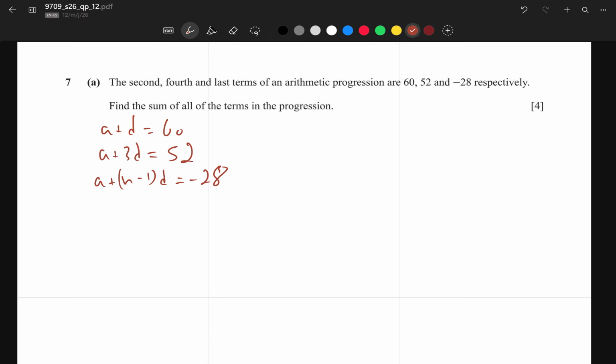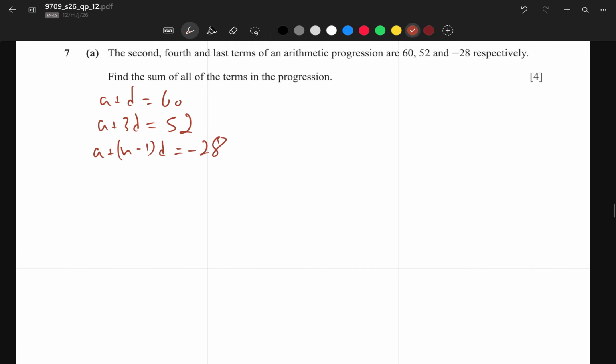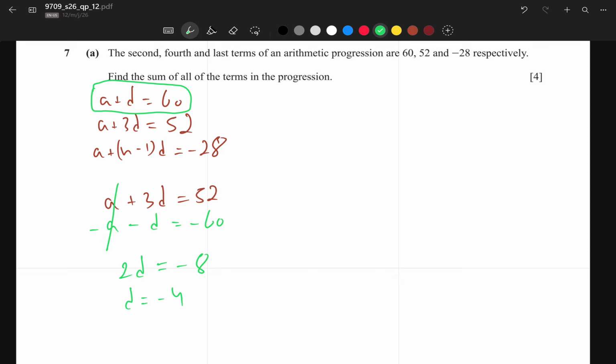Now first of all, you'll have to find d, which is the common difference, and for that you will need to solve simultaneously. Let's say a plus 3d equals 52. Change the sign of the first equation. Let's take a plus d is equal to 60, so minus a minus d equals minus 60. The a's cancel out if you add them. 3d minus d is equal to 2d, which is equal to minus 8. d is equal to minus 4.